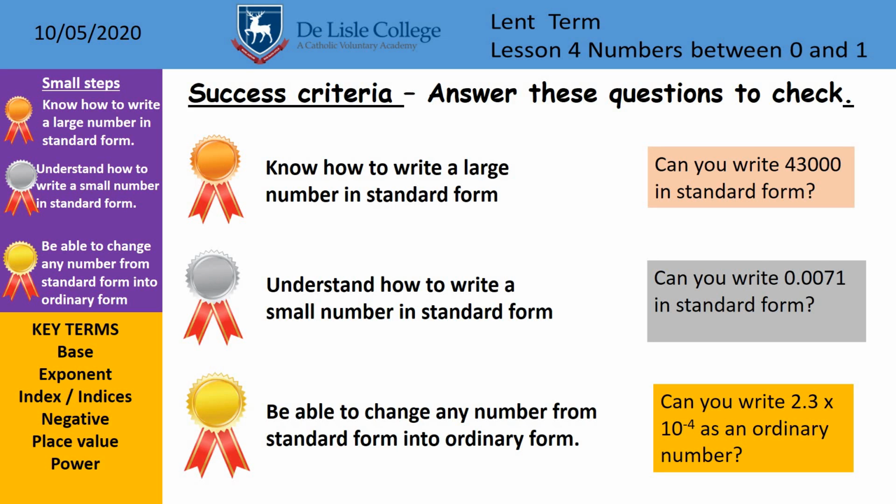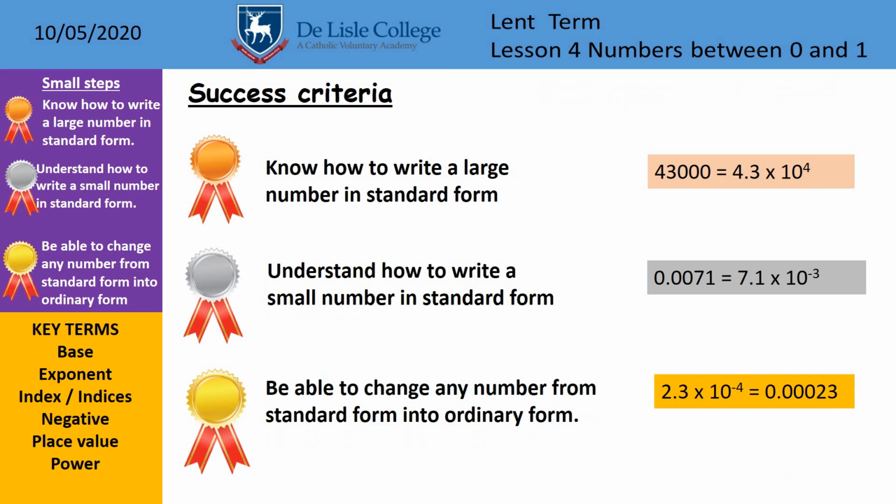Okay, so on here we're going to check our success criteria. Write the questions down in the bronze, silver and gold, pause the video, write them into your book, and then when you've done them, click and the answers will be revealed to assess your learning. Okay, so here are our 3 answers, which check our bronze, silver and gold learning from today. Well done if you got them all correct.